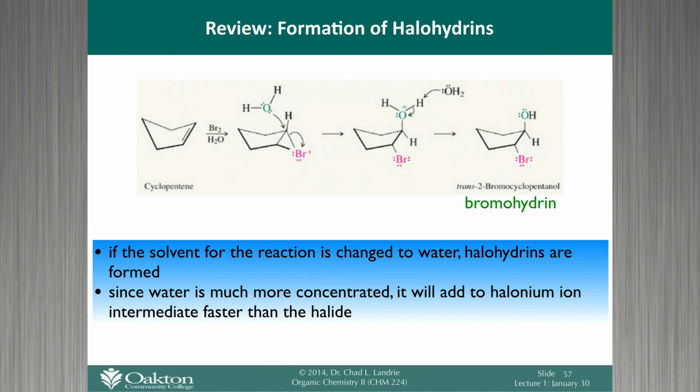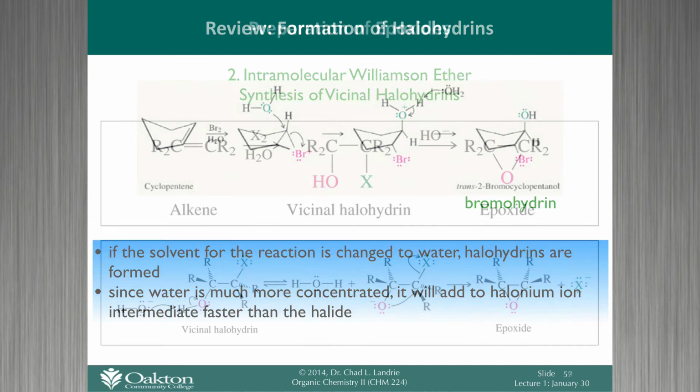Remember, you can form vicinal halohydrins by adding halogens across double bonds and using water as the solvent. We just looked at a reaction similar to this for the haloetherification. The only difference is now you're using water instead of an alcohol as a solvent. First form your bromonium ion, then water attacks with inversion of configuration at one of the carbons, and you get a trans relationship between the alcohol and the bromine atom.